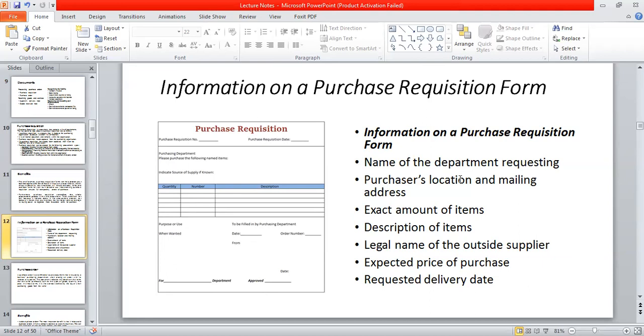In some cases, the department may not be aware of the outside supplier, but the purchasing department should be aware of its different suppliers in regard to specific items. Then the expected price of purchase and a requested delivery date. So this is some of the information which is included in the purchase requisition.